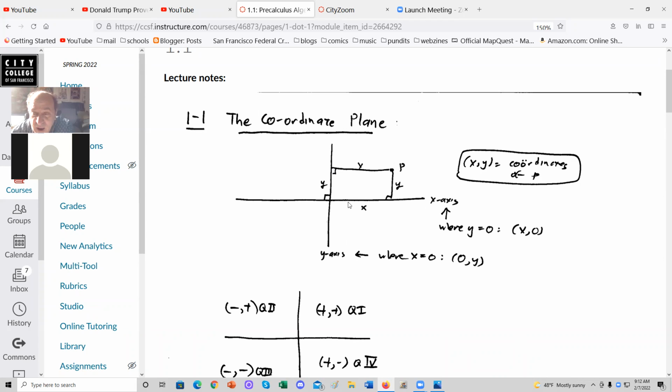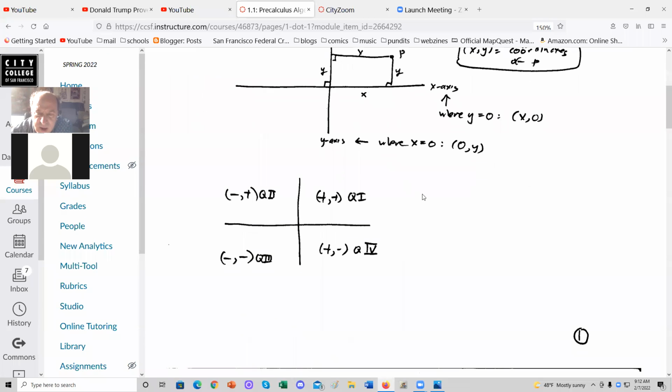So for any other point on the plane, you drop a perpendicular to the y-axis and a perpendicular to the x-axis, making a rectangle. These two sides are x, and these two vertical sides are y, and the coordinates of the point are called x by y.